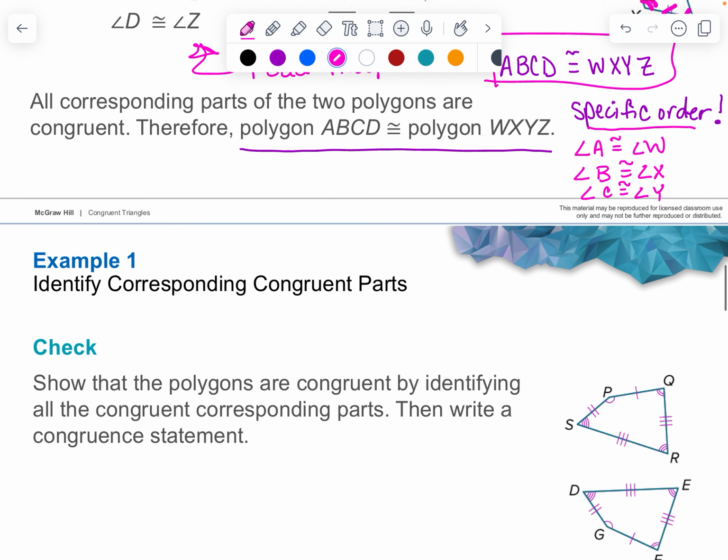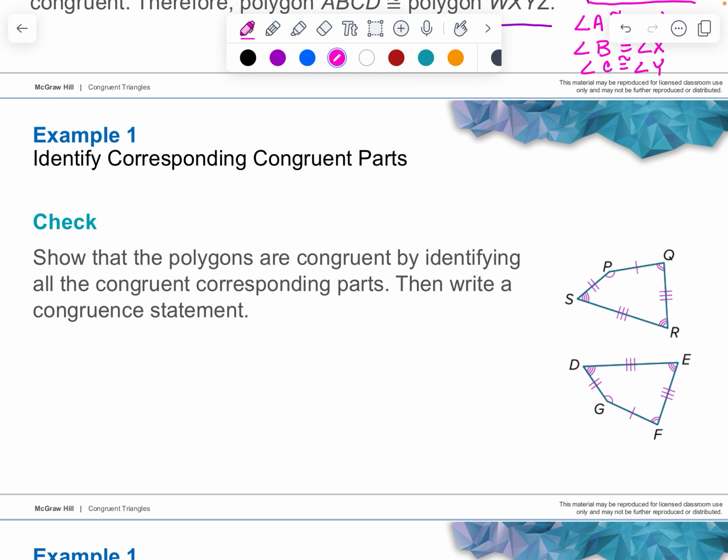All right, now you guys are going to go ahead and do this one. Go on to page 6 in your notes and write out all of the congruent statements for the angles and the sides for polygon PQRS and its other polygon. Pause me and come back.